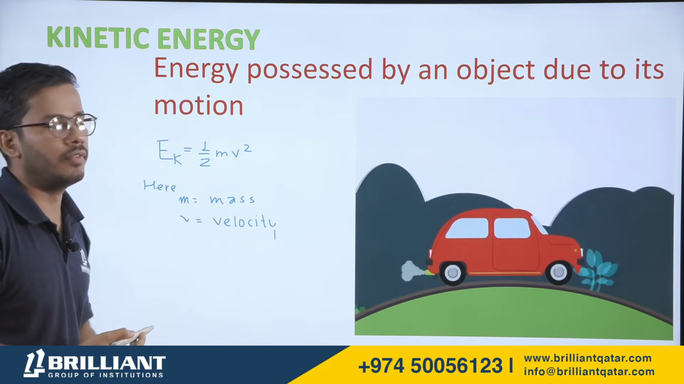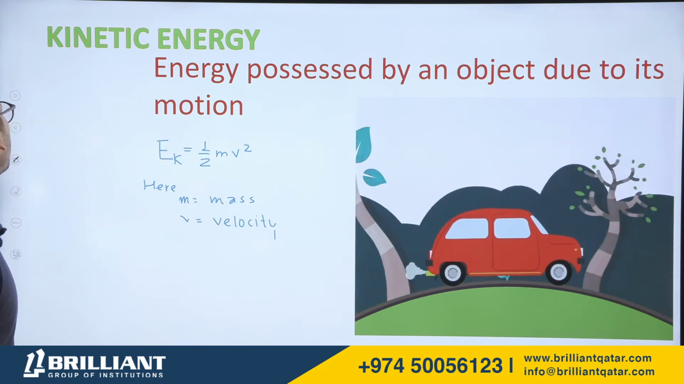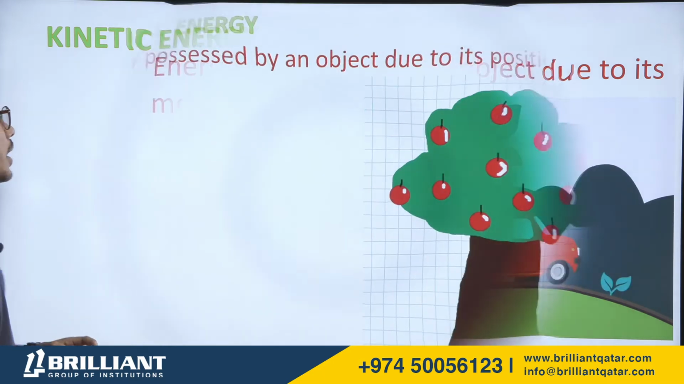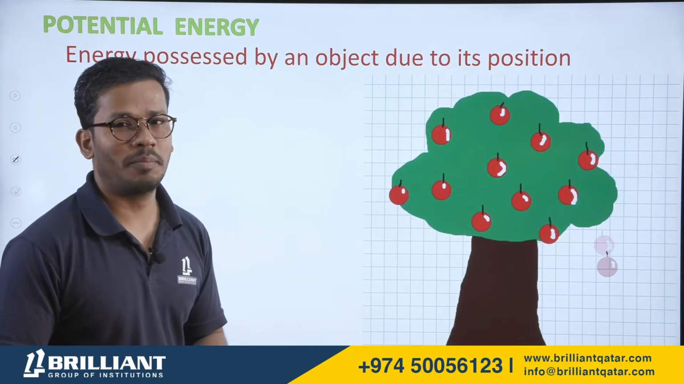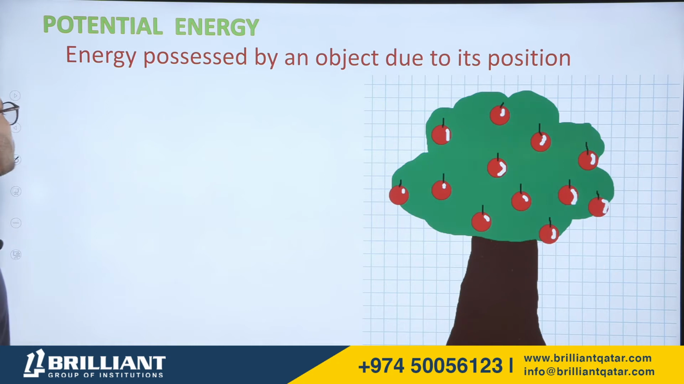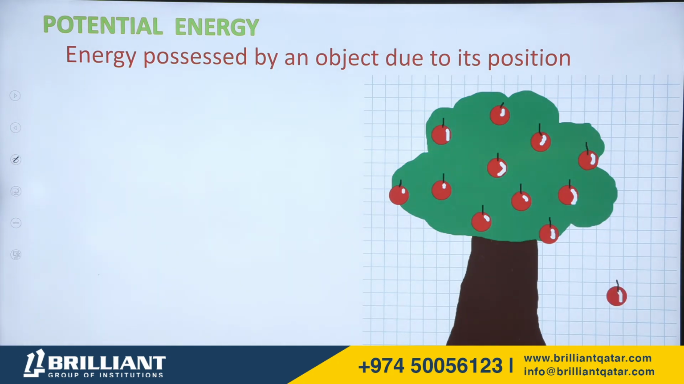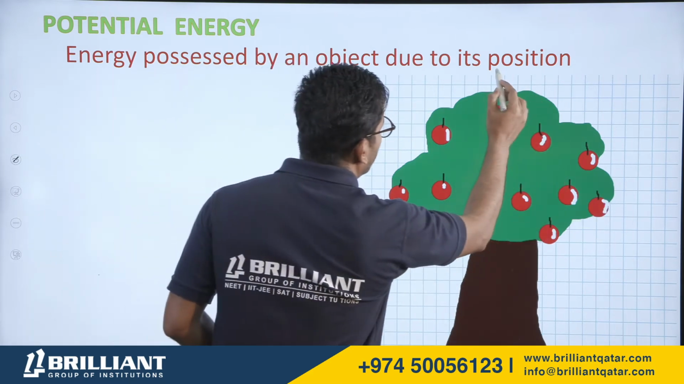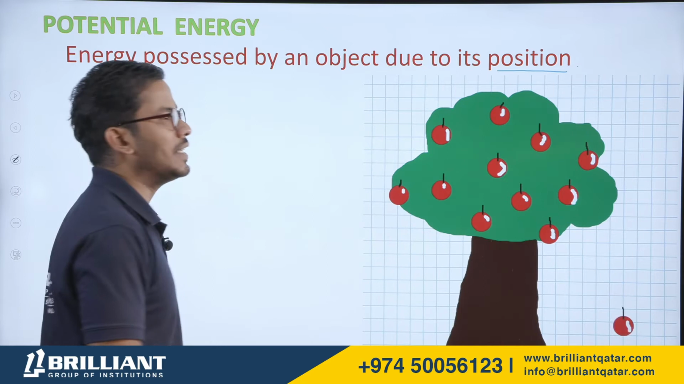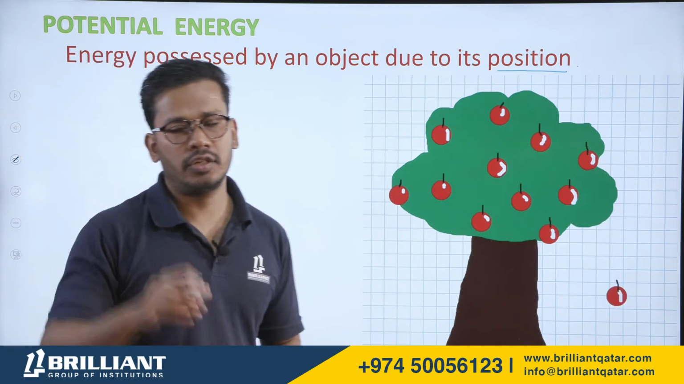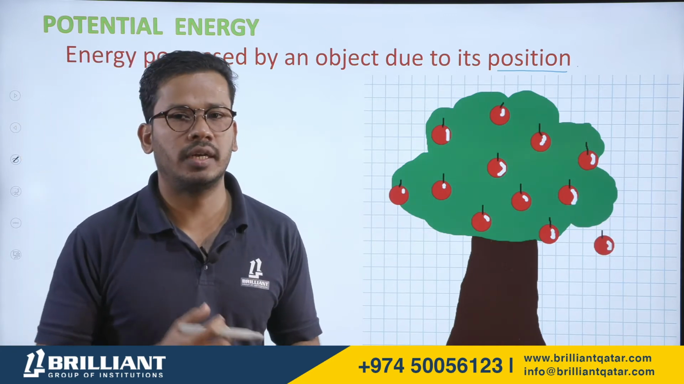Kinetic energy is half of m v square, and any moving object on this planet will have kinetic energy, out of the planet as well. So let me see what potential energy is. Potential energy basically tells you that it is energy possessed by an object due to its position. So you change the position of an object in such a way that it gets an energy in it. That energy is potential energy.